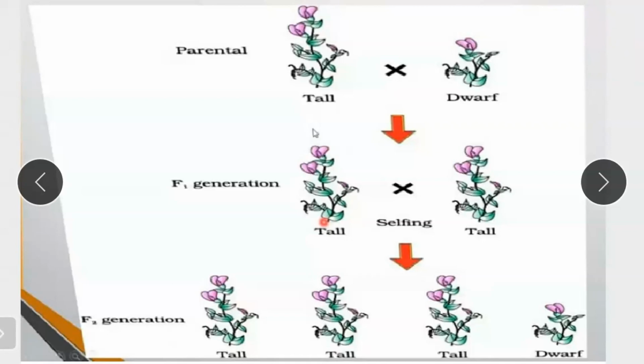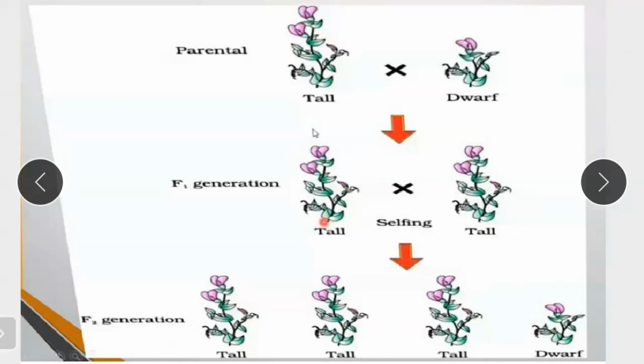So capital TT is the pair of genes of one parent, and small tt is the pair of genes of another parent. So what about the F2 generation? When the F1 plants are self-crossed, the F2 generation shows the following gametes. So what is the genotype here? See, three plants were tall and only one plant is dwarf. So what ratio have we seen? 3:1, meaning three tall plants and one dwarf plant.